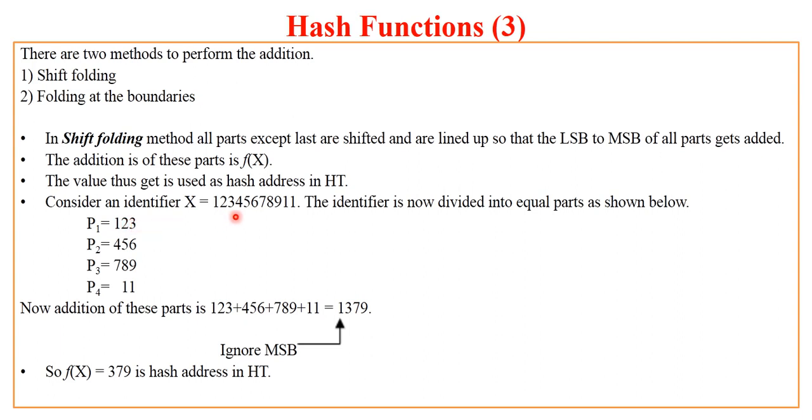And using this, we are separating this identifier into parts. After that, we add this. So here we are lining up all the parts except the last one, and we'll add that. That results in 1379. Now, as we are having only a 3-digit address range, we'll ignore the MSB and we'll take 379 as the hash address of this given identifier.